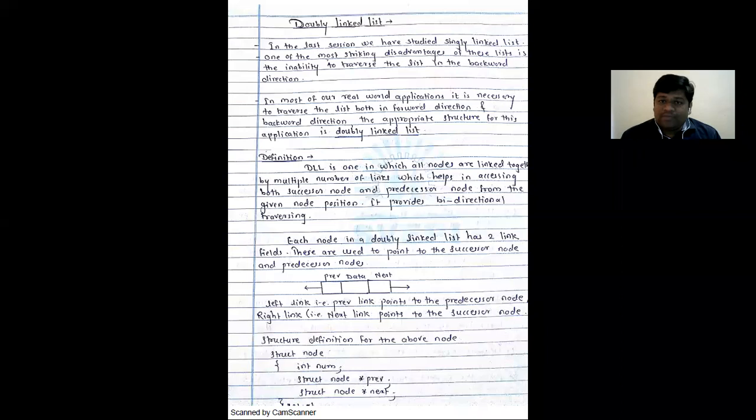Now, in case of doubly linked list, right? In a singly linked list, how are you traversing? If you want to traverse, how do you traverse, from left to right or right to left? Left to right. Now, is it possible to traverse from right to left by using a singly linked list?